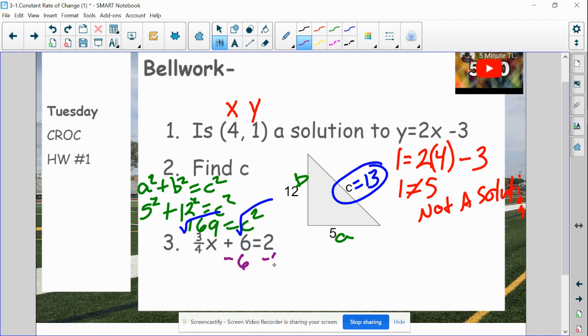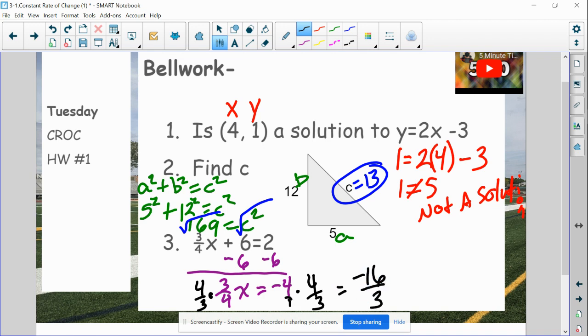All right, and our last one, what's the opposite of addition? Subtraction. Okay, I had $2 and I spent 6. So I am in the hole by $4. And then we have a fraction. We need to get rid of that coefficient with keep, change, flip. Okay. And then multiply across. So we get a negative 16 thirds, but because we're big kids now, we need to turn that into a mixed number. So a negative 5 and 1/3 is your correct answer.